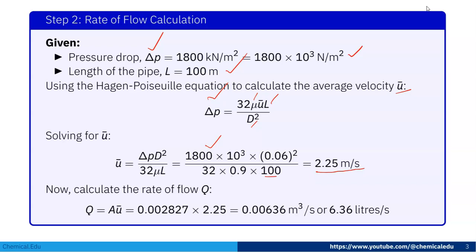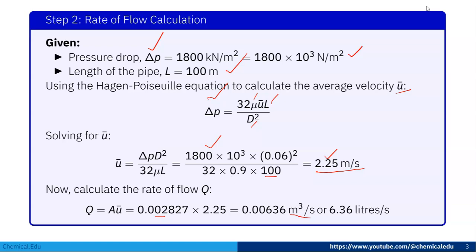Now calculate the rate of flow Q. So Q you can easily calculate. Q is nothing but cross sectional area into average velocity. That cross sectional area we know, that is 0.002827 into 2.25, that we got from the earlier calculation. So Q will be 0.00636 meter cube per second, and if I convert meter cube per second, that will be 6.36 liter per second.